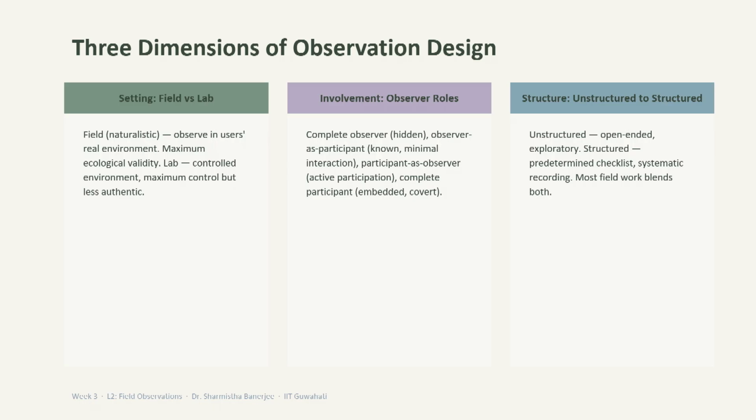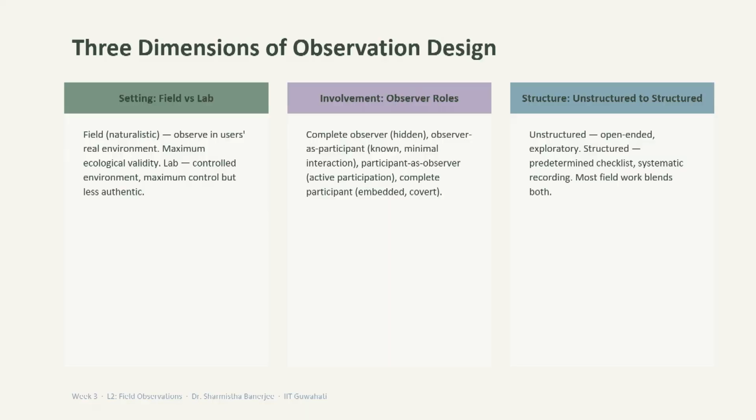There are 3 dimensions of observation design. The first one is where you are supposed to set this observation. The observation can be done in the field or in a lab. Field observation is when it is in the natural context, and lab observation happens when you build the context in a lab or you simulate the context.